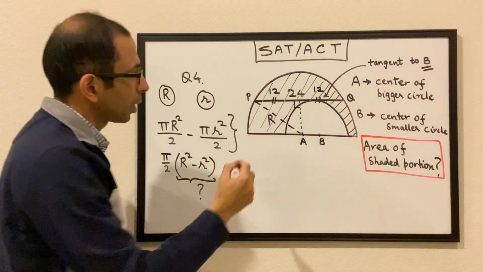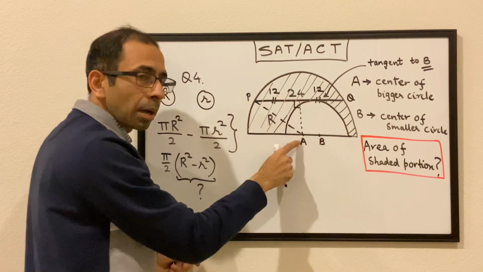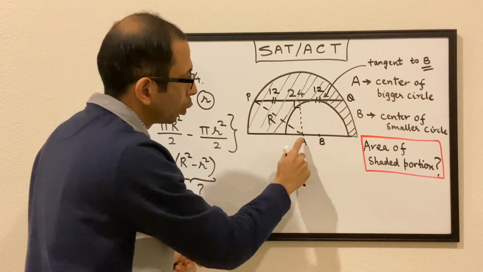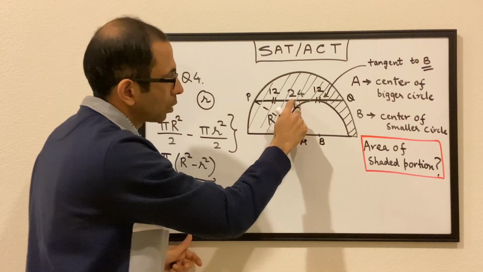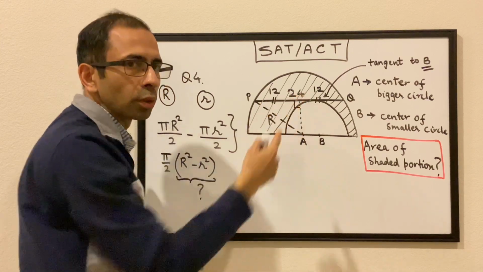Correct? So I'm trying to concentrate on this triangle here. So this is capital R, and this is a right angle triangle because we drew a perpendicular from the center to the chord. So this is 90 degrees. And this side is 12 because it's half of 24.